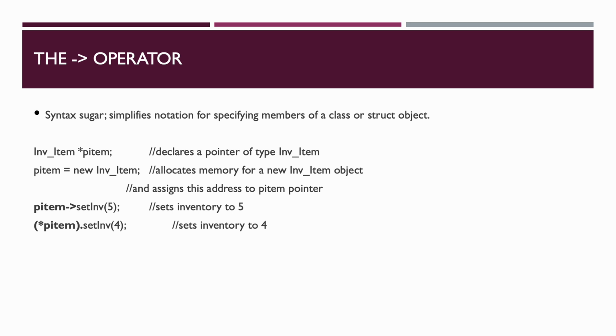So here is how it works. In the first line of code, inv_item *p_item, we declare a pointer p_item that can hold the address of an object of type inv_item. Now on the second line, we allocate memory for a new inv_item object. This allocates memory and assigns the address of this newly created inv_item object to the p_item pointer. Now we get to the actual member access.